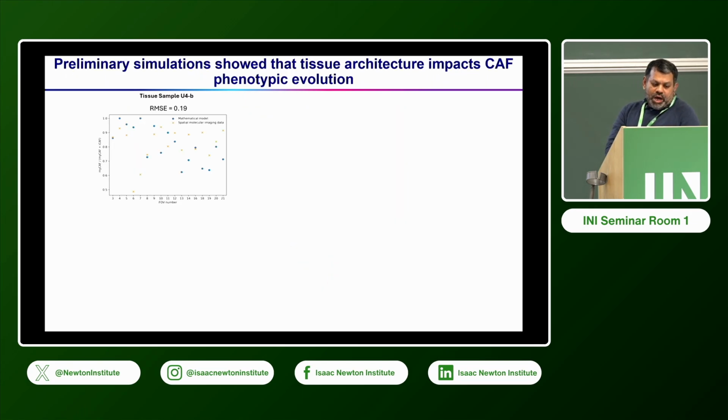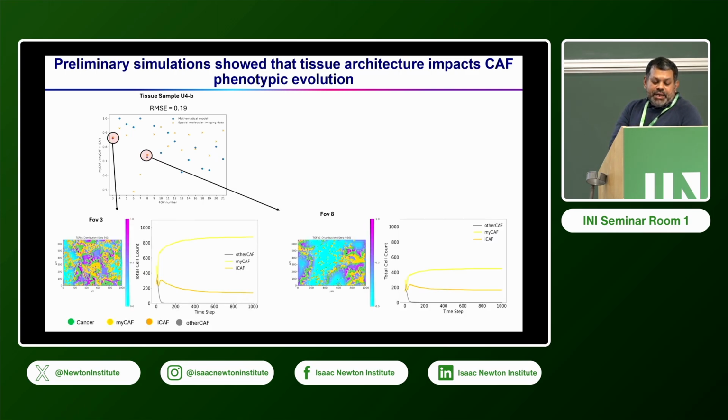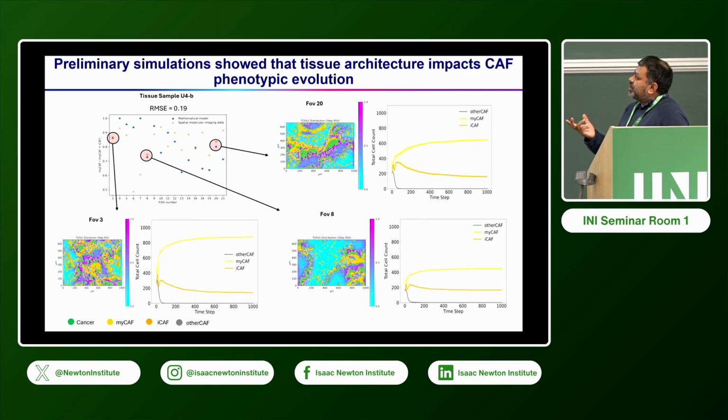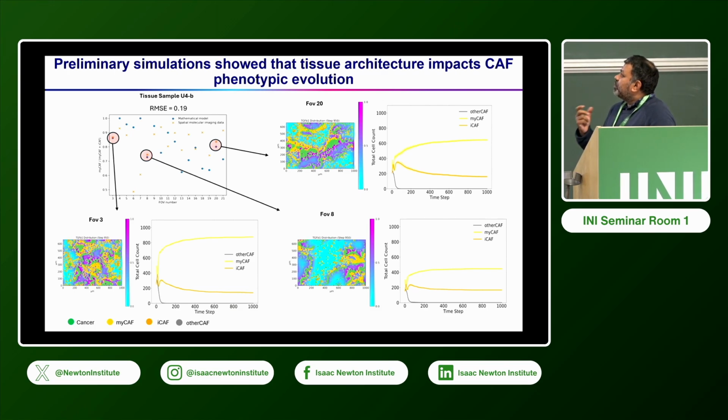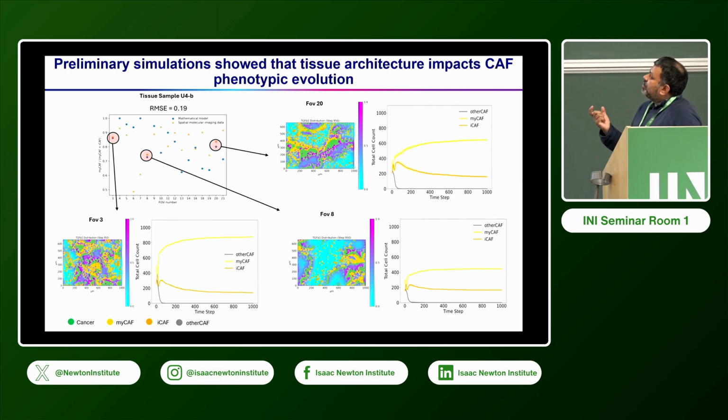So this is the model output. Then I compared my model predictions with spatial data analysis. We can see that depending on the tissue architecture, we get different proportions of ICAF and MyCAF, indicating that tissue architecture may impact CAF phenotypic evolution.